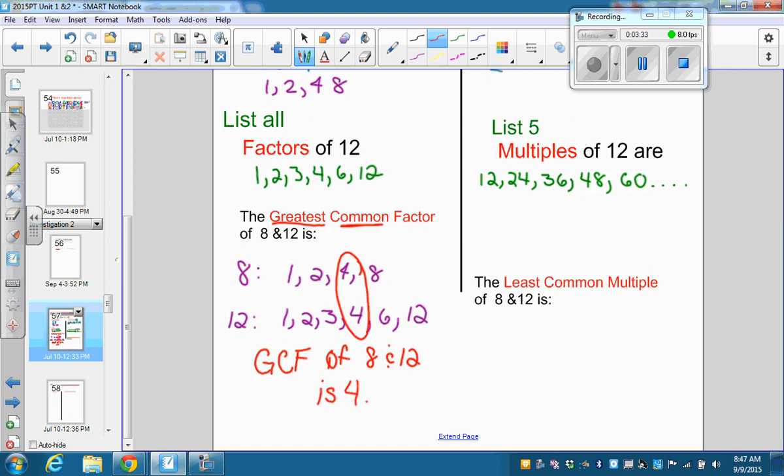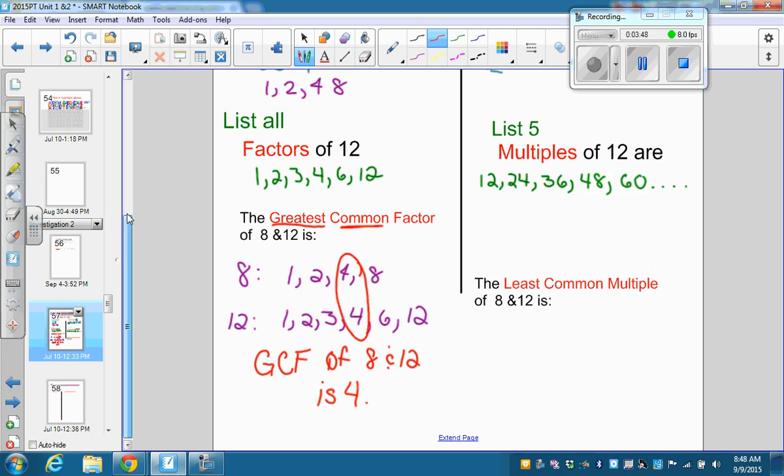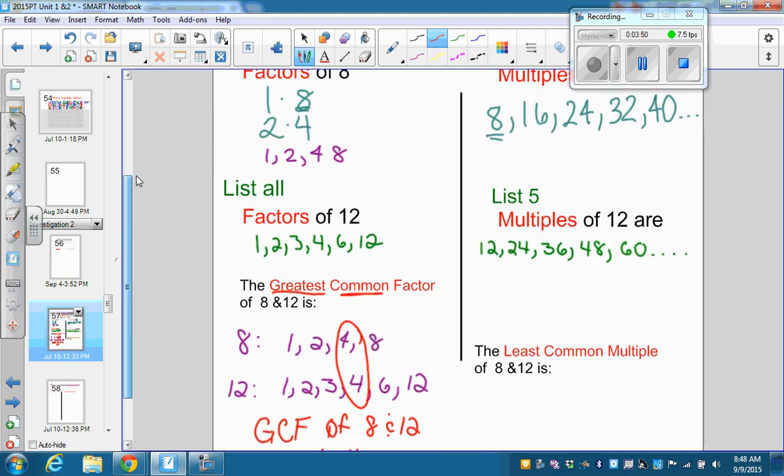Now there can't be a greatest common multiple because multiples never end. They get bigger and bigger and bigger. So there has to be a least common multiple. So Camille, if I looked at the multiples of 12 and scroll back up and the multiples of 8, can you see those there?